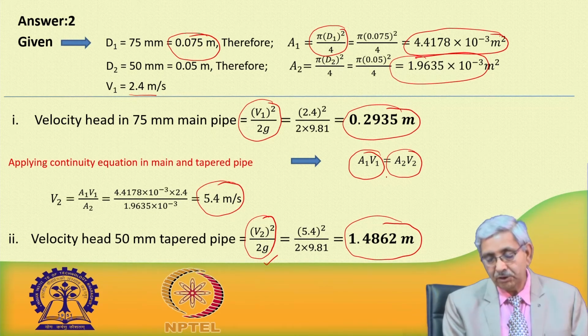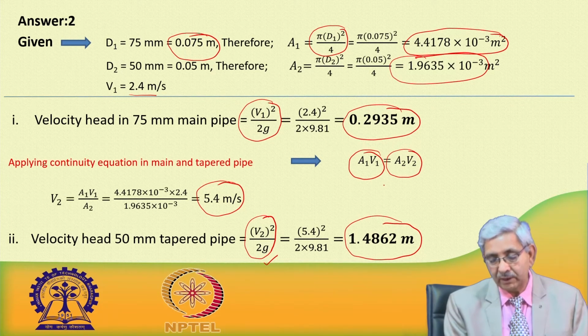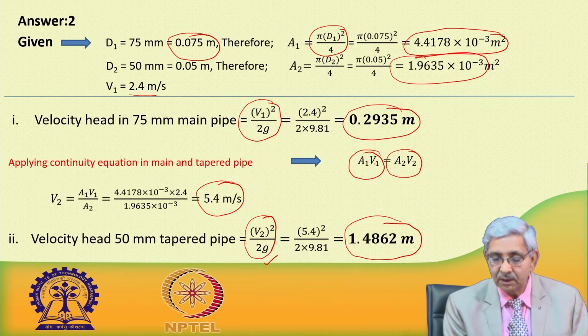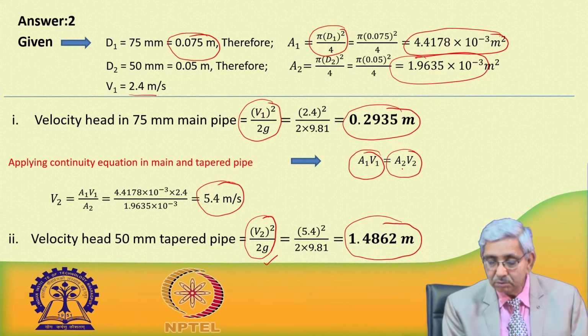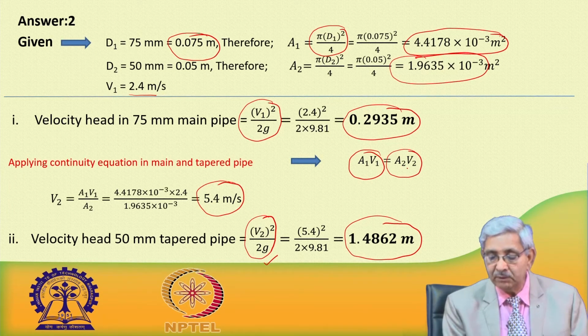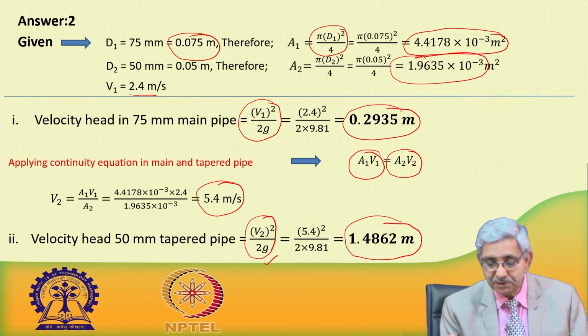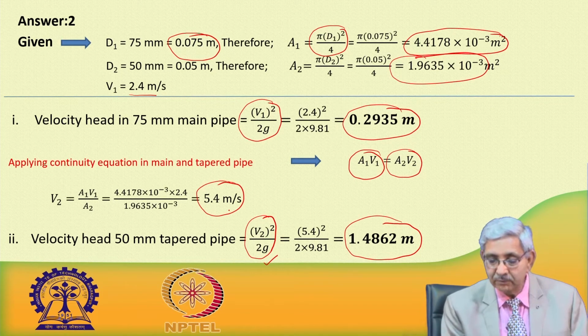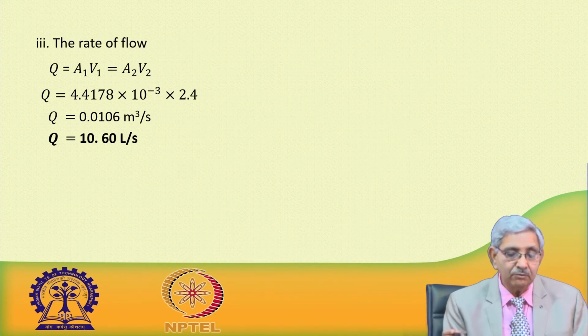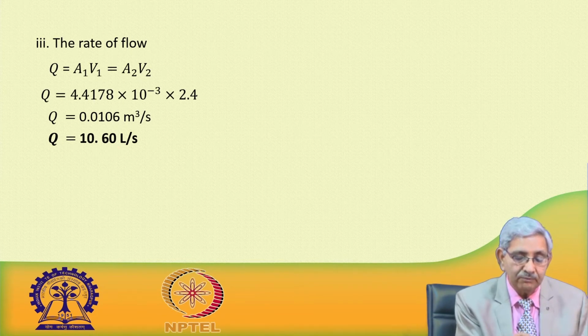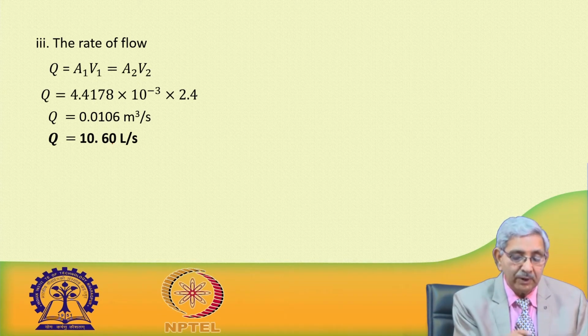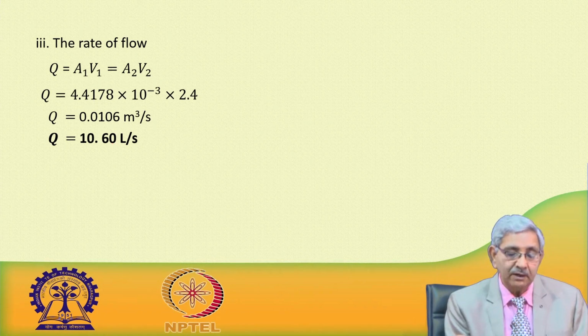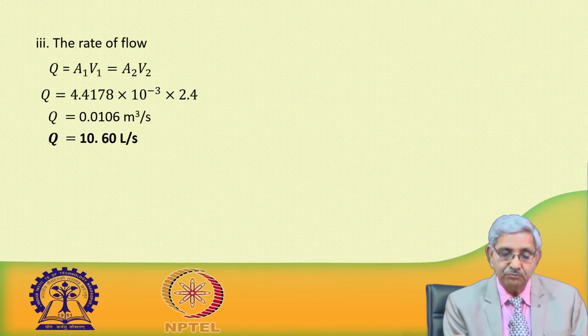Now, using the continuity equation concept, one can find out what will be the discharge. Discharge will be nothing but area of cross section multiplied by the velocity. So, this will be the area of cross section of pipe 2, that is the 50 millimeter diameter, and the velocity we have got is 5.4 meter per second. Accordingly, we got the rate of flow as 10.6 liter per second. So, this is the third part of the question which was asked.